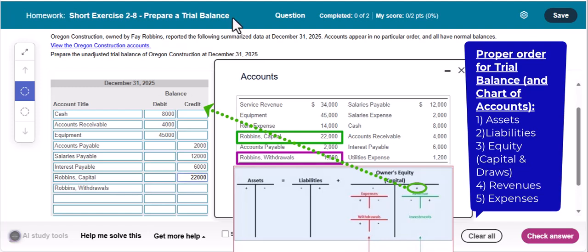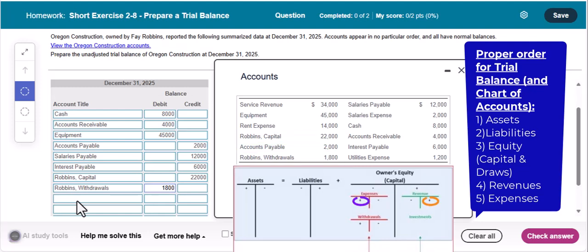And then which side is the plus side for these withdrawals? It's the debit side. So let's go ahead and put 1,800 here. All right, so now we have our assets, our liabilities, and our two equity accounts. Technically, capital is the equity account, but withdrawals is always listed next because it also affects equity. And then what else affects equity? We have revenues and then expenses.